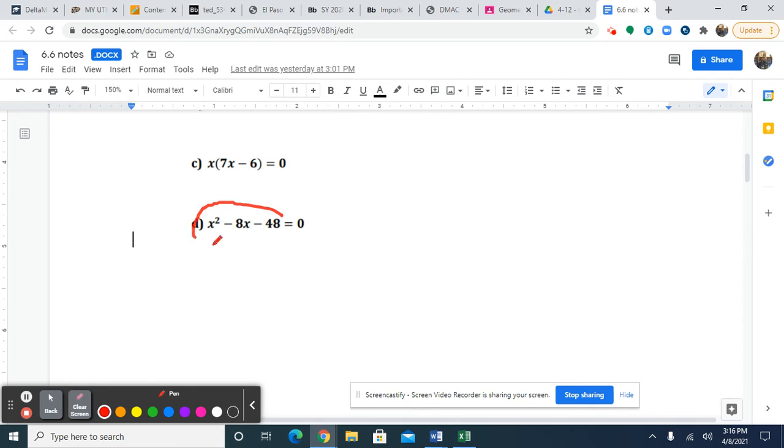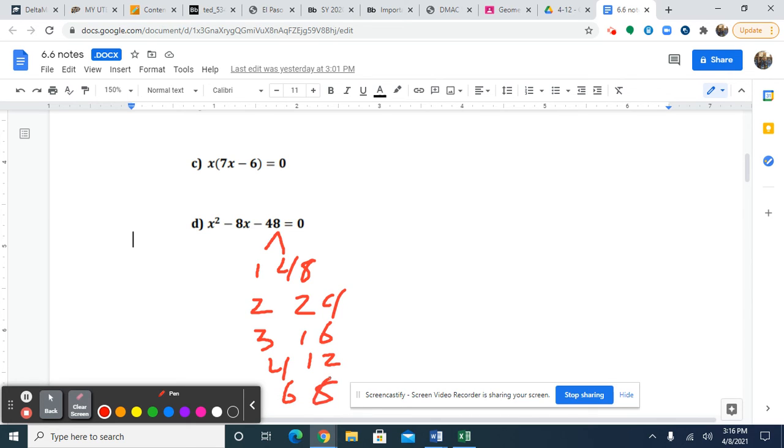Now, in this example, we would have to factor this out. So how are we going to do that? We're going to find all the factors of 48, such as 1 and 48. 2 can also divide 48. 3 could also divide 48, 3 and 16. 4, which is 12. And then 6 and 8.